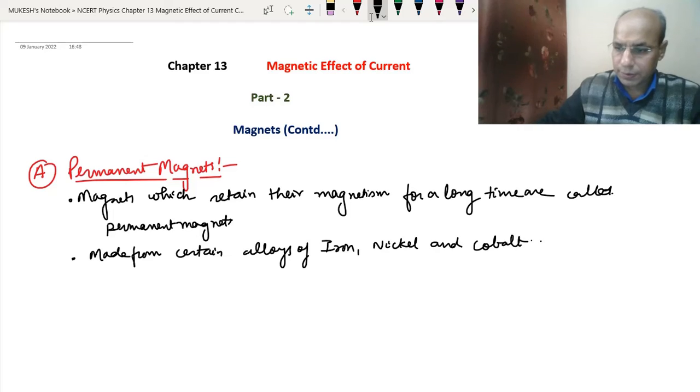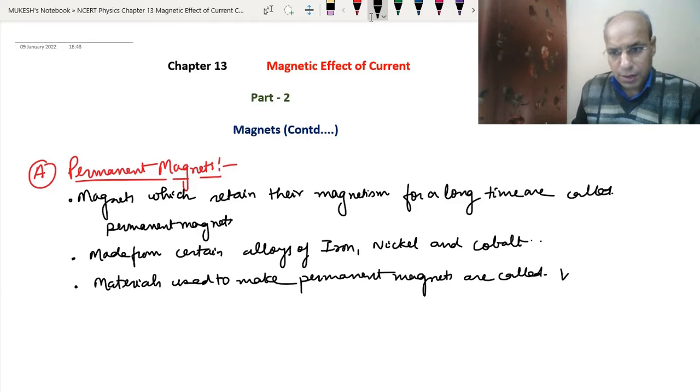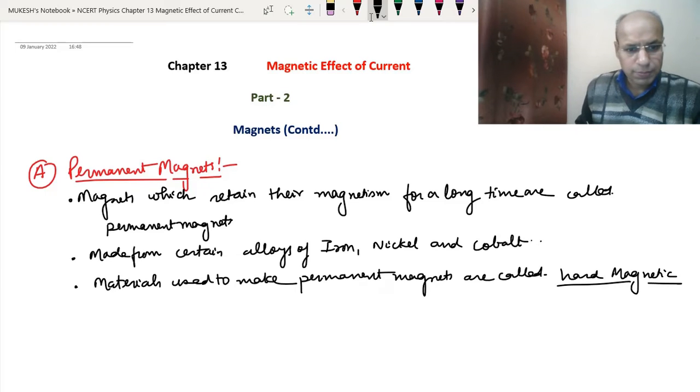And these materials are called the hard magnetic materials. Why? Because they retain their magnetism. The soft materials do not retain their magnetism. So the materials used to make permanent magnets are called hard magnetic materials. I hope this is clear to you.